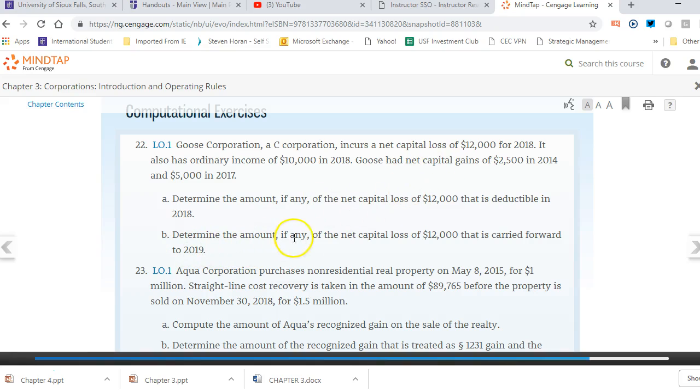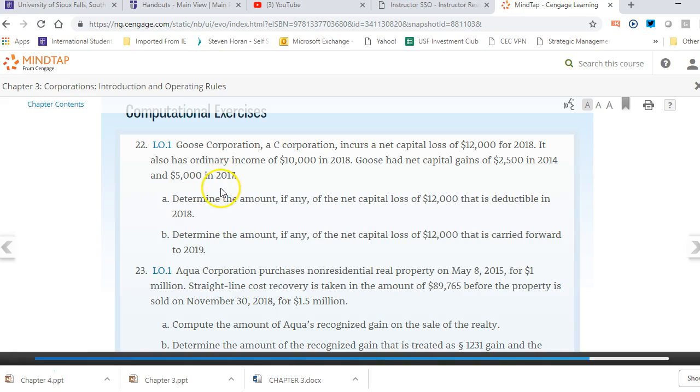For B, determine the amount, if any, of the net capital loss that is carried forward to 19. So remember the rule with corporations, they can go back 3, and they can also go forward for 5. So first they'll go backwards and look backwards. And we can see here that in 14 they had a gain. That's too long ago. This is 17. So that one doesn't count. But 17, yes, I can do that. So 14 too long ago, 17 is a yes.